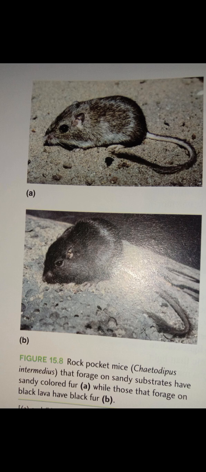The ability to maintain the two fur colors has been traced to the gene MC1R that codes for the melanocortin 1 receptor. MC1R plays a key role in whether melanin granules will be deposited into the fur in rock pocket mice and in many other animals. Rock pocket mice that forage on sandy substrates have sandy-colored fur, while those that forage on black lava have black fur.